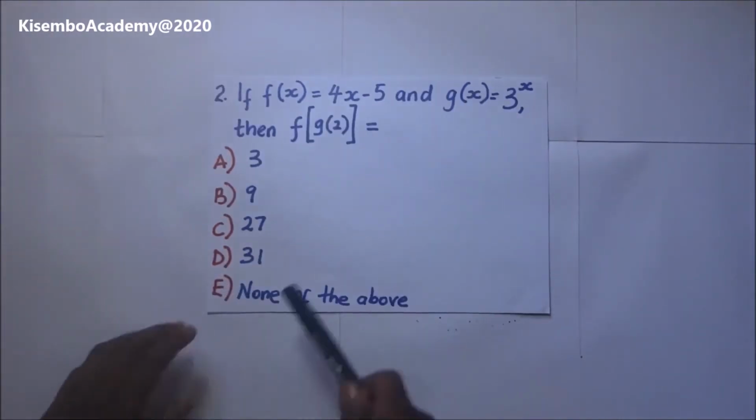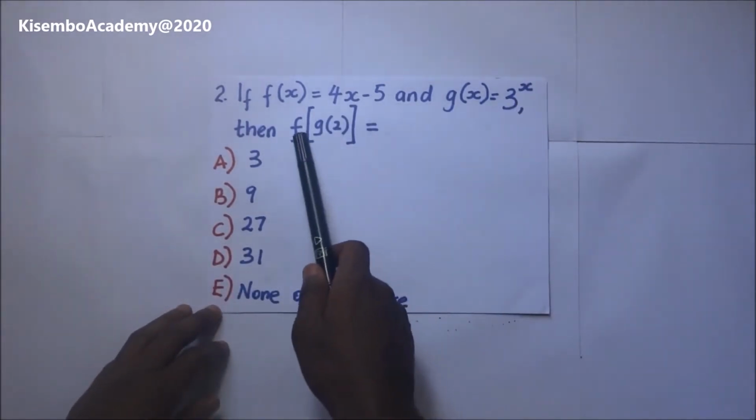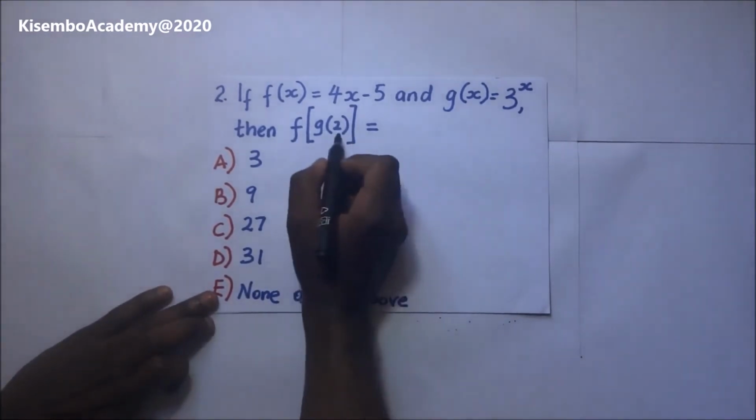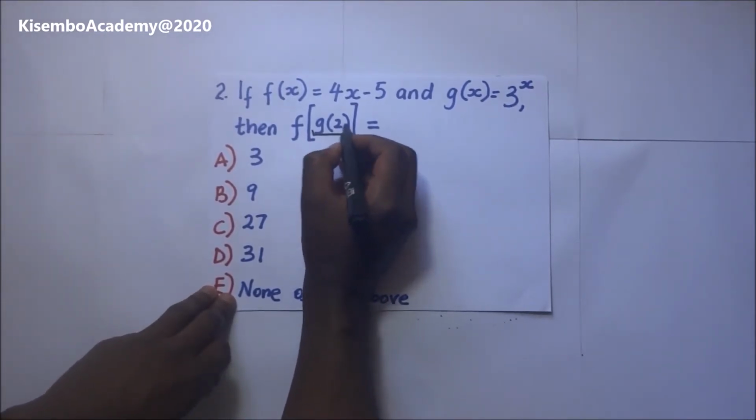So if f of x is equal to 4x minus 5 and g of x is 3 to the power x, then find fg of 2. So this is a composite function. Let's first find the function inside, g of 2.